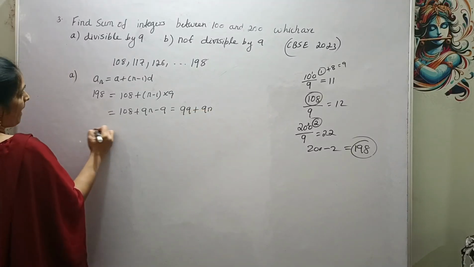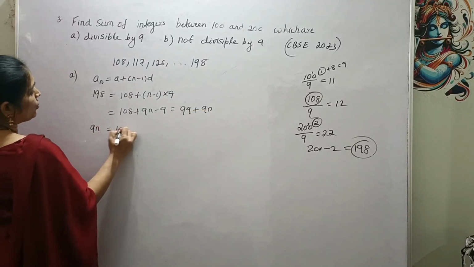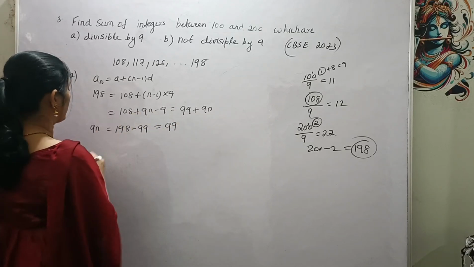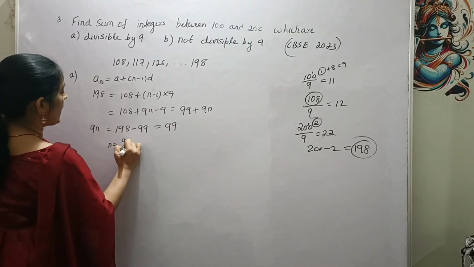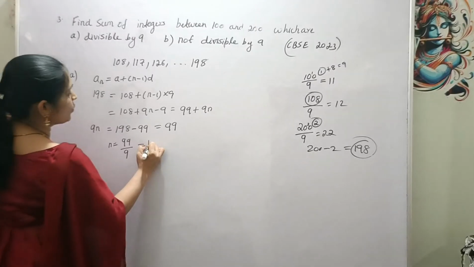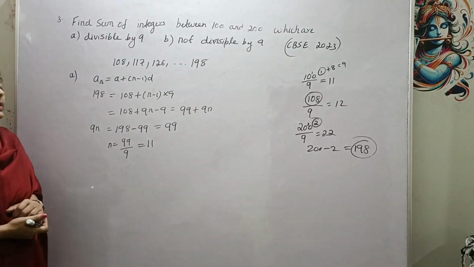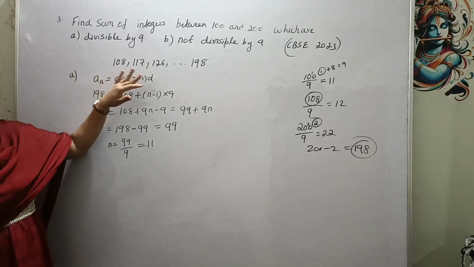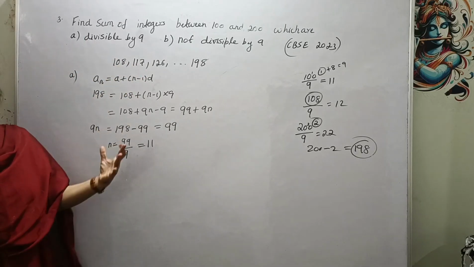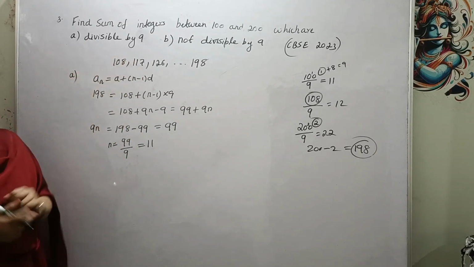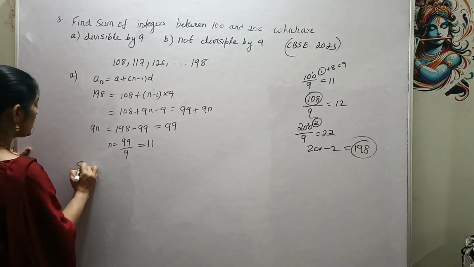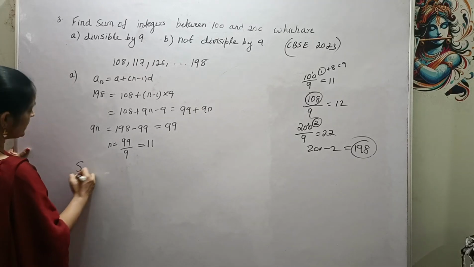So here 9n is equal to 198 minus 99, that is equal to 99. So n is equal to 99 divided by 9, which is 11. So there are 11 terms, meaning there are 11 numbers between 100 and 200 which are divisible by 9. Next we have to find the sum, that is S11.